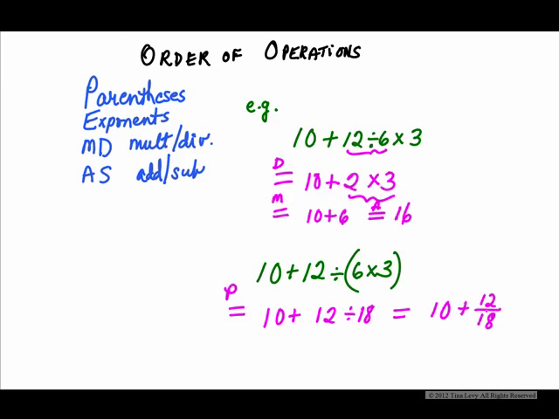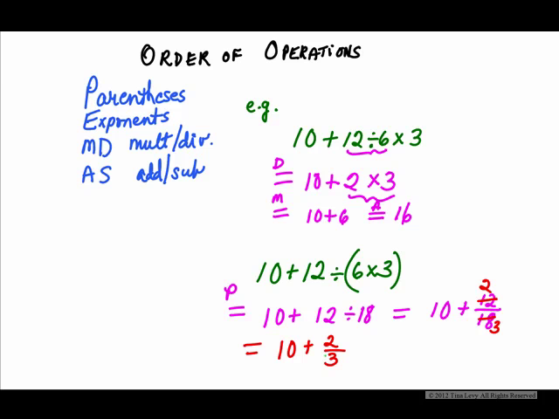And now I need to just add these, but I can reduce the 12 over 18. Reducing the 12 over 18, dividing by 6, this becomes the fraction 2/3. So we are doing 10 plus 2/3. And now we're ready to actually add those.